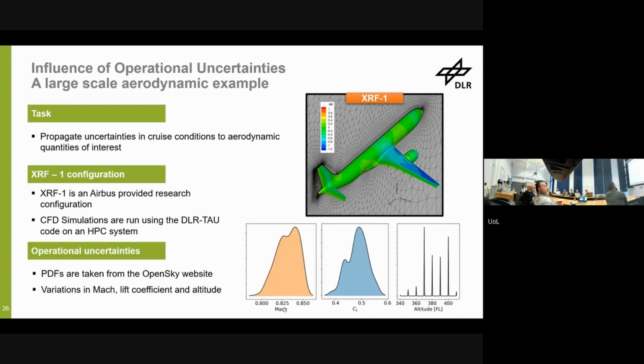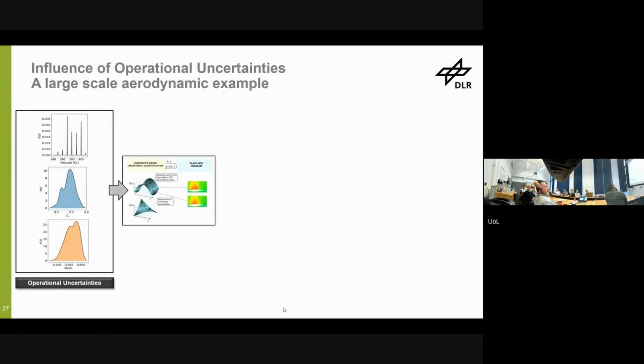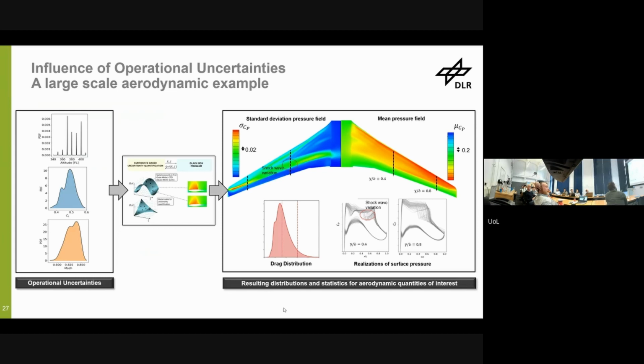And we take the operational uncertainties that we derived from the OpenSky website, as you have seen before. There is a certain spread in Mach number and in lift coefficient as well. And altitude is quite interesting because you can see the flight levels here, and it does have an effect on the Reynolds number at the end of the day. So if you do this, you have the operational uncertainties. You have the surrogate-based uncertainty quantification framework, let's call it like this. And then you move it forward, and this is what you get.